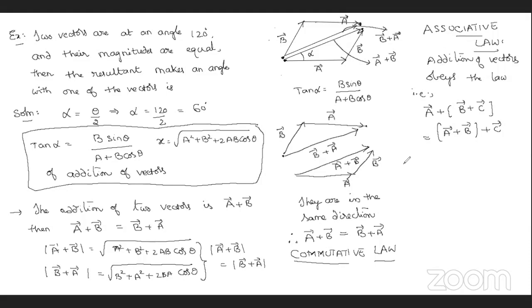In physics, actually, you have 3 types of questions in the subjective exam: 8 marks questions, 4 marks questions, and 2 marks questions. In that, they may ask these 3 laws here as a 4 marks question. Means what they say: state and explain the 3 laws of addition of vectors. Okay. First law already over.